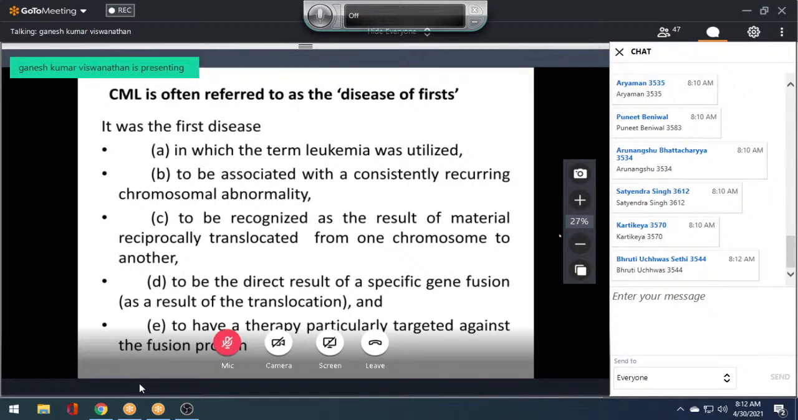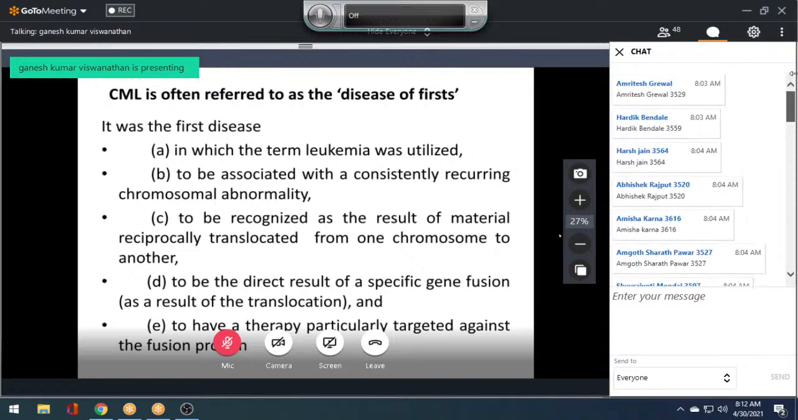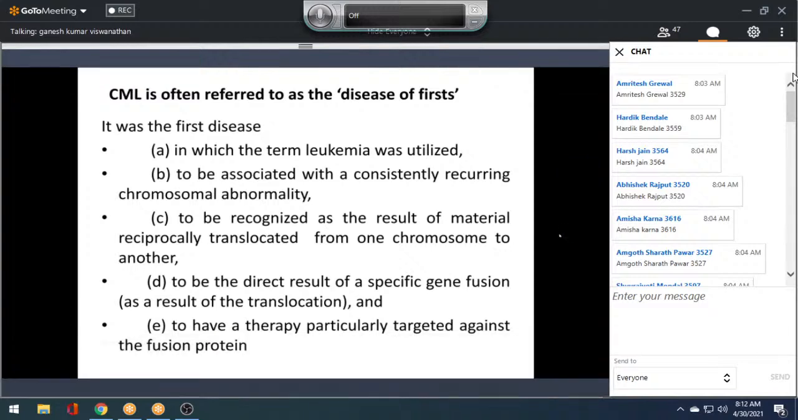It's not just the pathogenesis, the genetic makeup, the chromosomal abnormality or gene fusion, which was first described in CML. Even the first targeted therapy was discovered in CML. So, you might have heard of the drug called imatinib. Imatinib is a tyrosine kinase inhibitor, which is still widely used in chronic myeloid leukemia. It targets the BCR-ABL1 fusion transcript. So, the first description of a targeted therapy happened in CML.